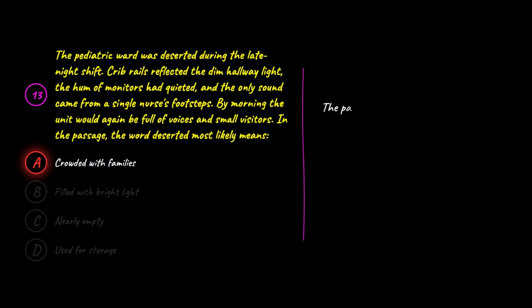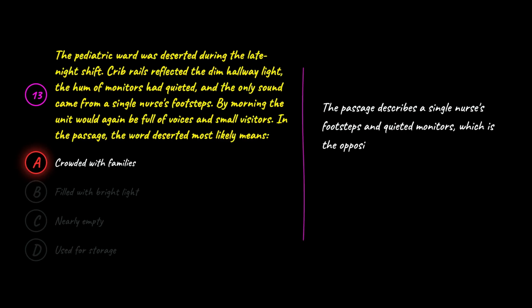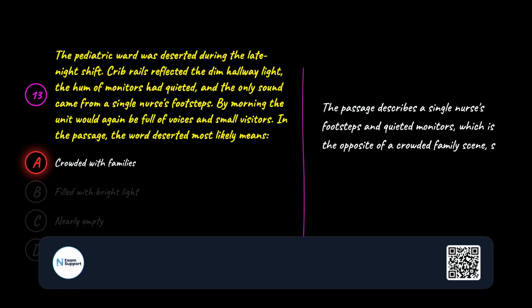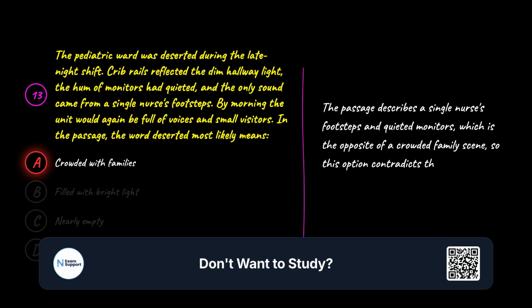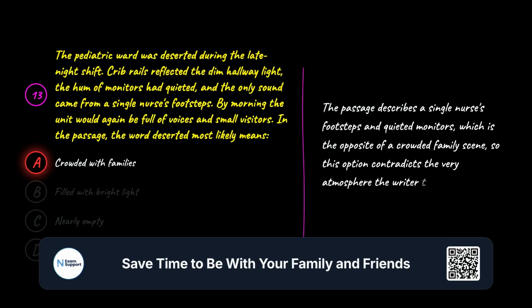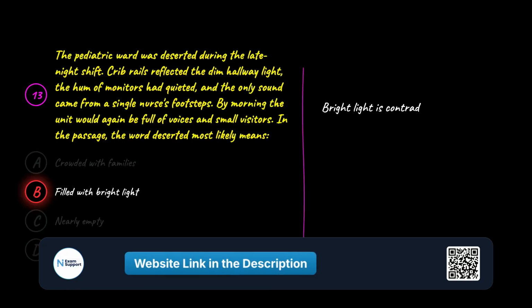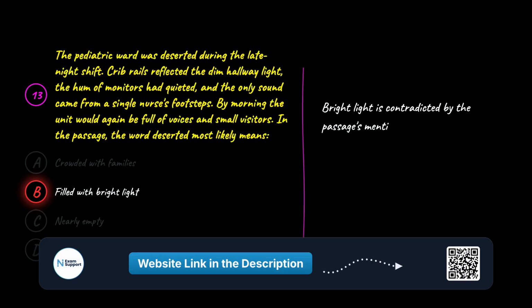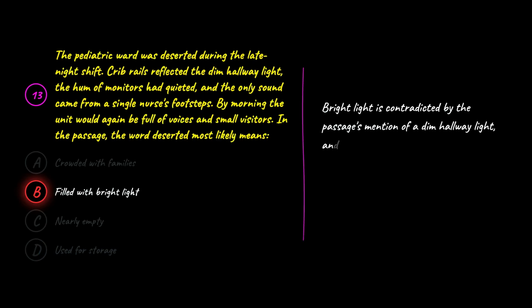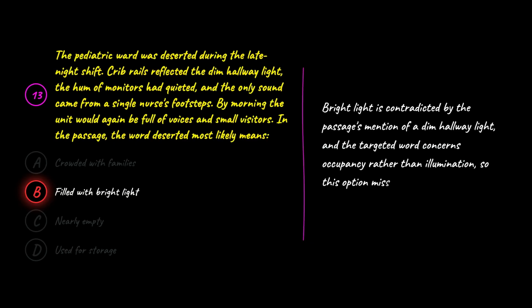A is wrong because the passage describes a single nurse's footsteps and quieted monitors, which is the opposite of a crowded family scene. So this option contradicts the very atmosphere the writer takes care to set up. B is wrong because bright light is contradicted by the passage's mention of a dim hallway light, and the targeted word concerns occupancy rather than illumination. So this option misses the relevant attribute entirely.